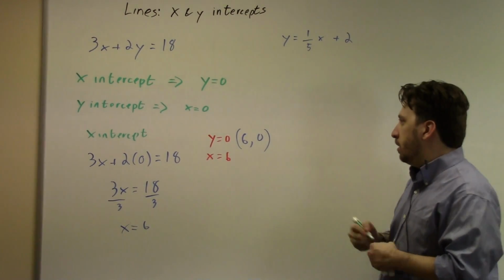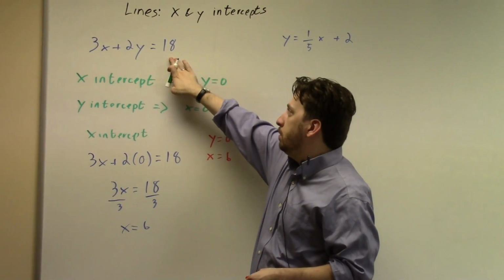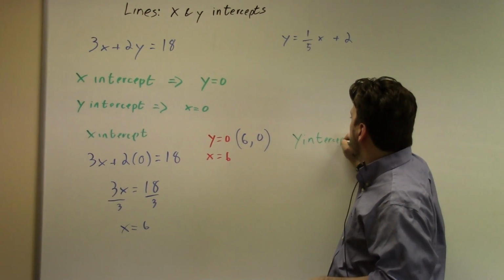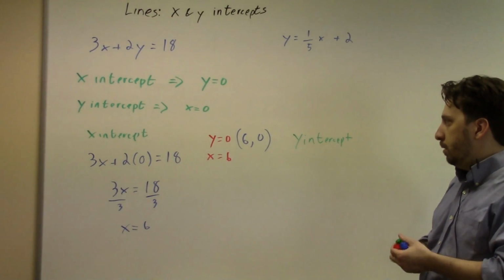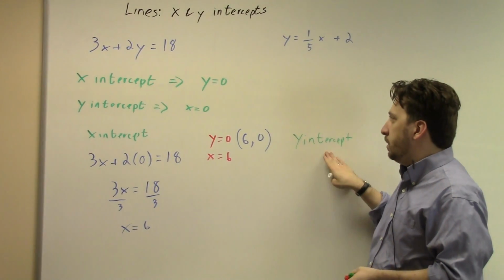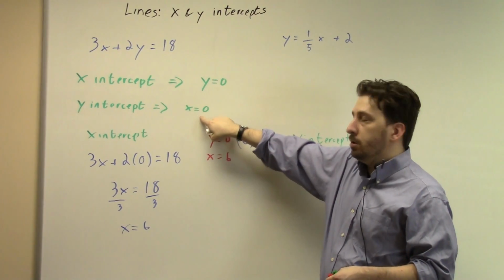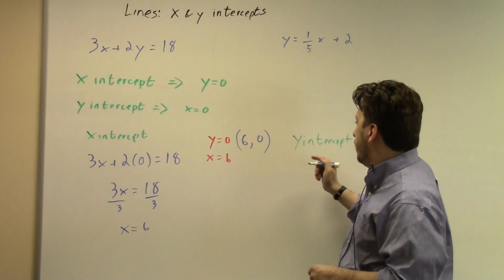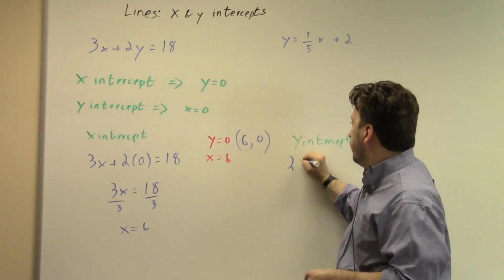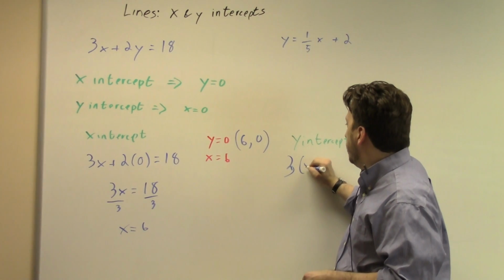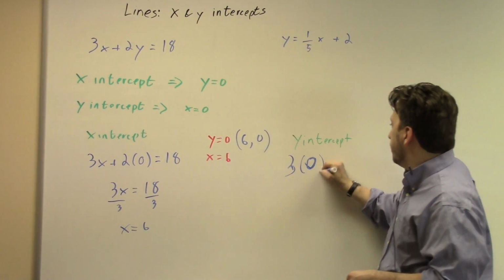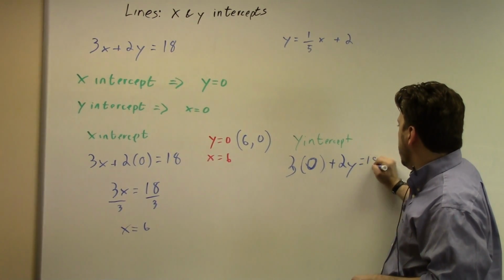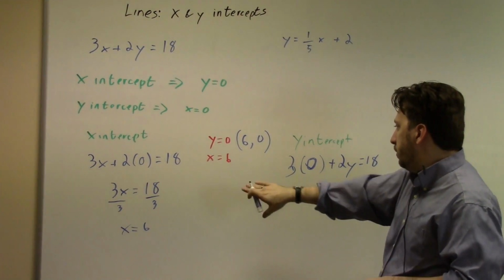Now for our y-intercept, we're still using this equation. But in this case, y-intercept means that x equals 0. So we're going to plug in 0 for x in this case. So we're going to start off with 3 times 0 plus 2 times y equals 18. We're going to simplify that just like we did over there.